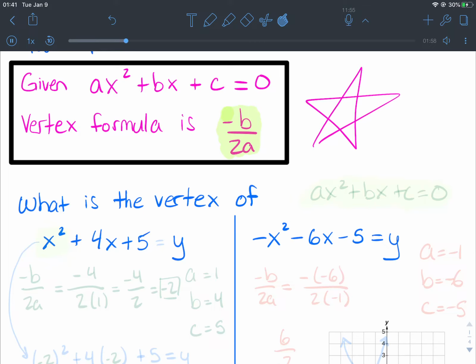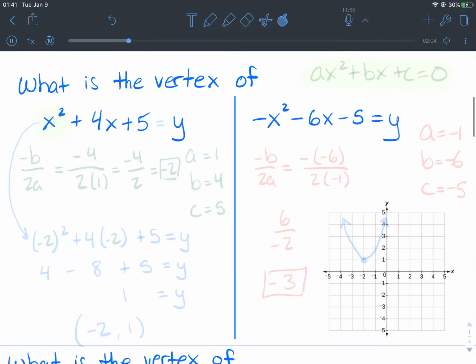So we have y equals x squared plus 4x plus 5. And the first thing we want to do is our formula. So we have negative b over 2a. Before we jump into that, remember on the top right, ax squared plus bx plus c equals 0. So we know a is 1, b is 4, and c is 5. So when we plug it in, we get negative b, which is 4, divided by 2 times a, which is 1. So negative 4 over 2 is equal to negative 2.